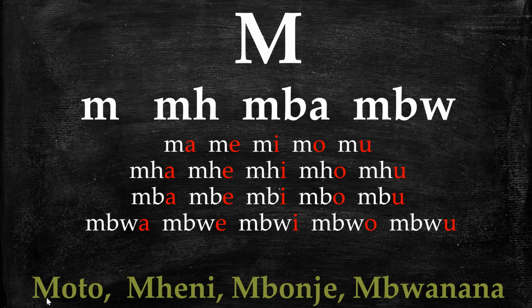The example there for M is moto, which means fire. For MH, mhani, lightning. For MB, mbonje, which is a scar. And for MBW, I have the word mbwanana, which means puppy.